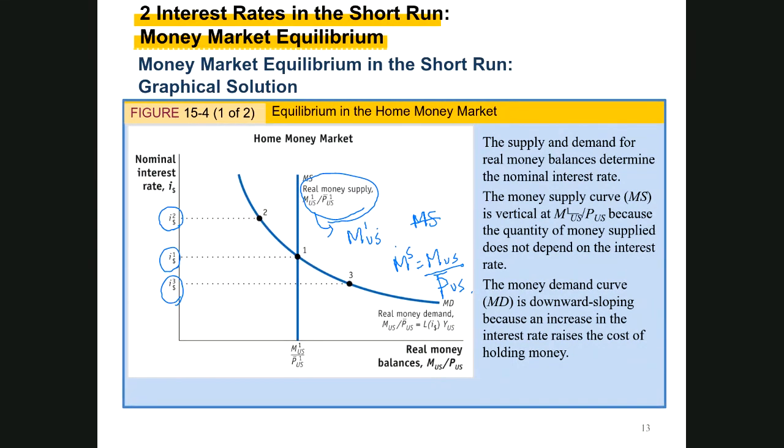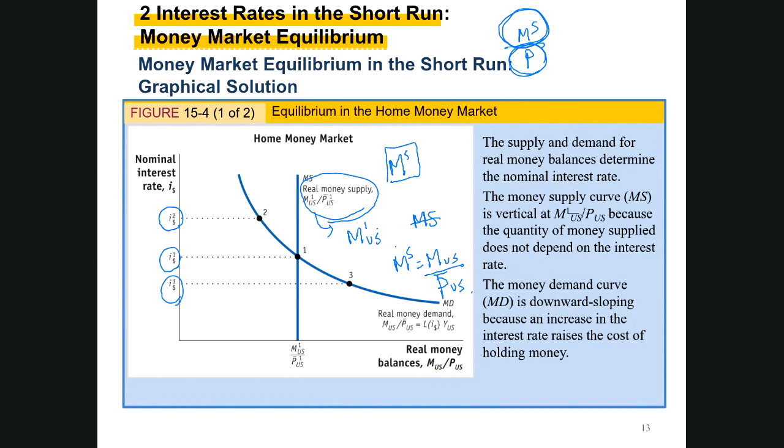So MS is not related to the interest rate, at least in this model. The real money supply is not a function of interest rate. Using mathematical terms, it's not a function of interest rate. Once the Fed pins down the money supply and I already know the price level, I can know the real money balances supply, right? So this is a vertical line here.